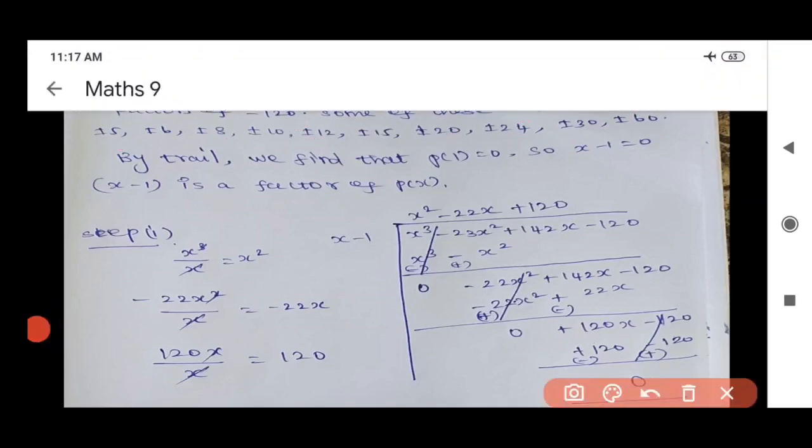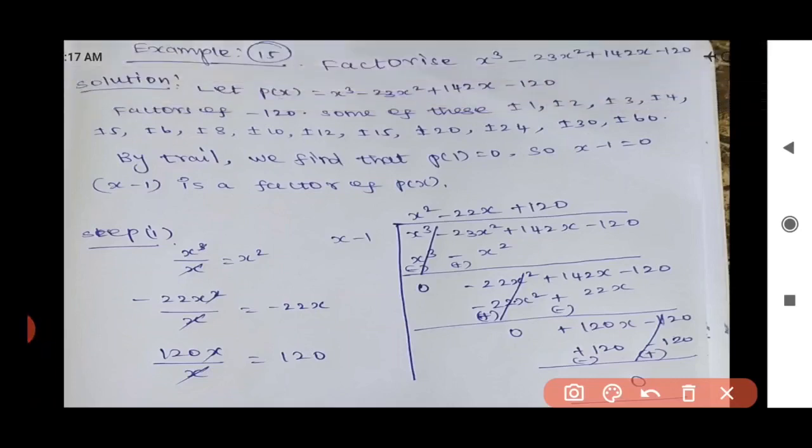Suppose the given polynomial is a quadratic polynomial, you can apply the splitting middle term method. In this case, the given polynomial is a cubic polynomial, so we go for the alternate method. By trial, we find p of 1. So 1 is a zero of the given polynomial p of x, so p of 1 equal to 0. So x minus 1 equal to 0, so x minus 1 is a factor of the given polynomial.